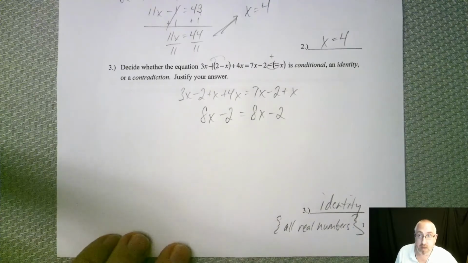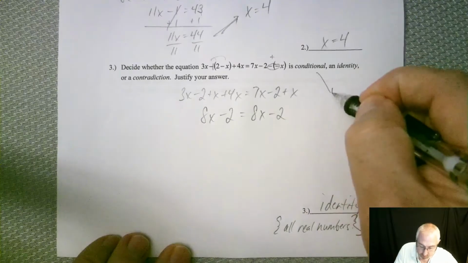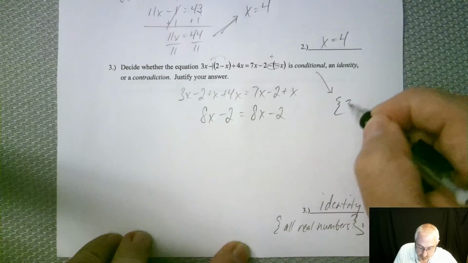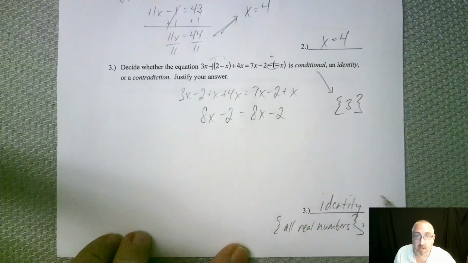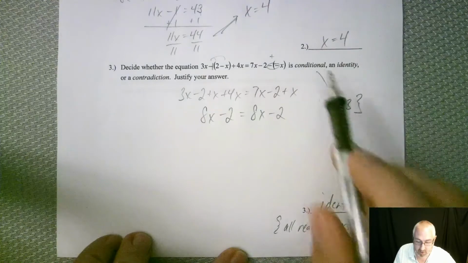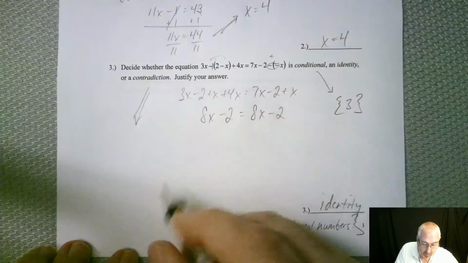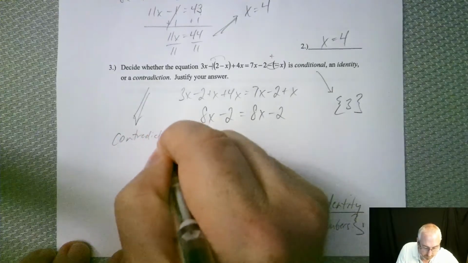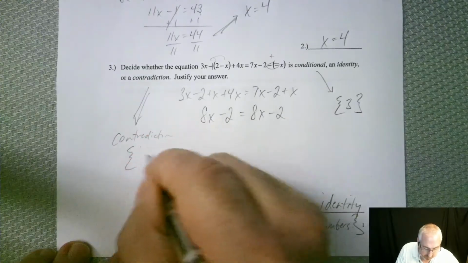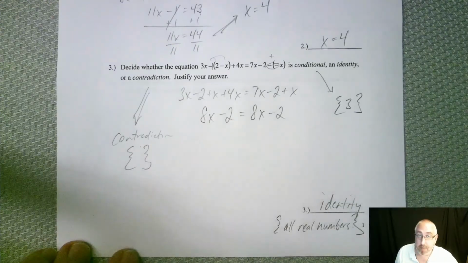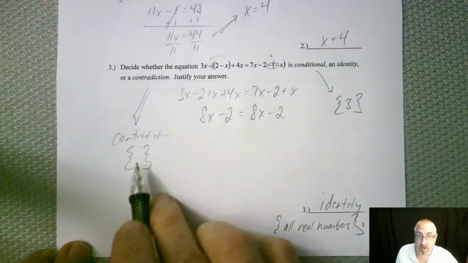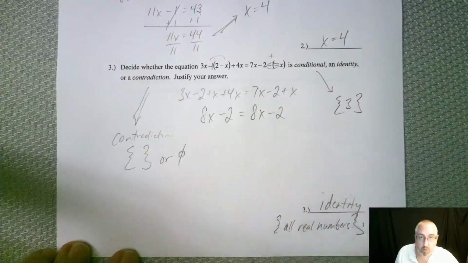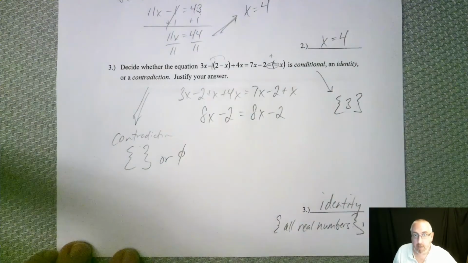Now, what happens in the other cases? Well, when it's a conditional, you're only going to get one number, like x equals 3 or something like that. Whatever the answer is, it's a singular answer when it's conditional. When it's a contradiction, there is no answer. And so the solution set is empty. So you can write the empty set just like that, with nothing in between those curly braces, or some books will do it like that. So just keep that in mind.